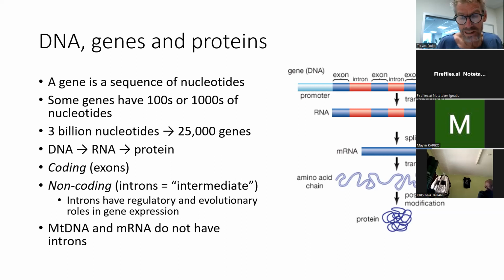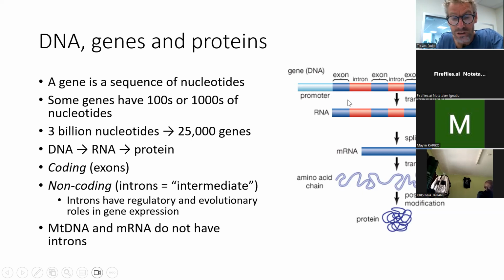Remember I said DNA is transcribed into RNA, and then that's further transformed into messenger RNA. I'll explain how that happens. And then it's translated into an amino acid chain that forms a protein. Within the DNA, there are what we call coding sections of the DNA. They're the exons of the DNA. So in this schematic diagram, the exons are blue, and the introns, which are intermediate regions within the DNA, are red.